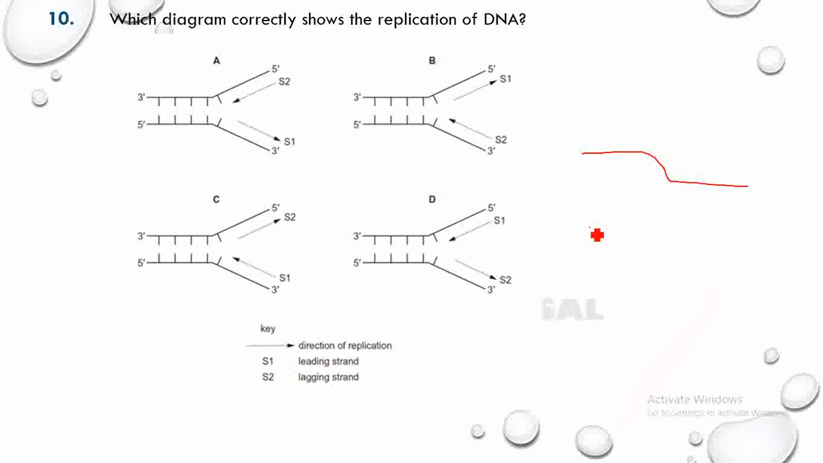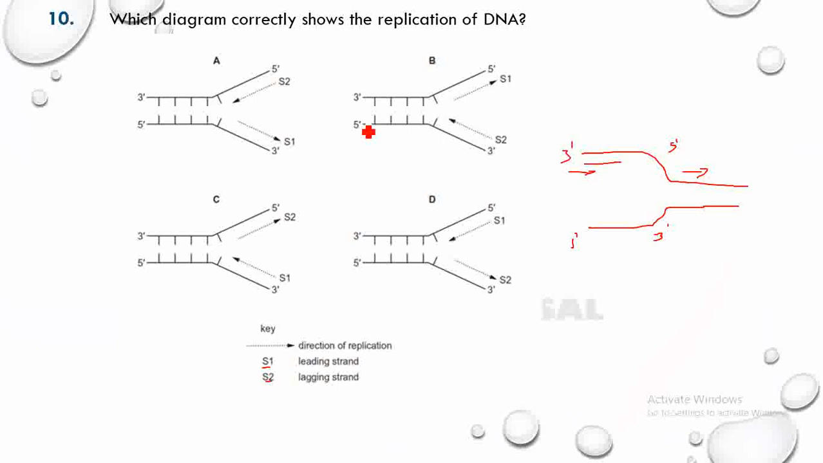Normally, we have this 3 prime to 5 prime, and then we have 5 prime to 3 prime. This is the direction of the unwinding process, and this goes in the same direction. So this replication here copies the leading strand. Remember that S1 is the leading strand and S2 is the lagging strand. The leading strand is copied in the same direction as the unwinding process.